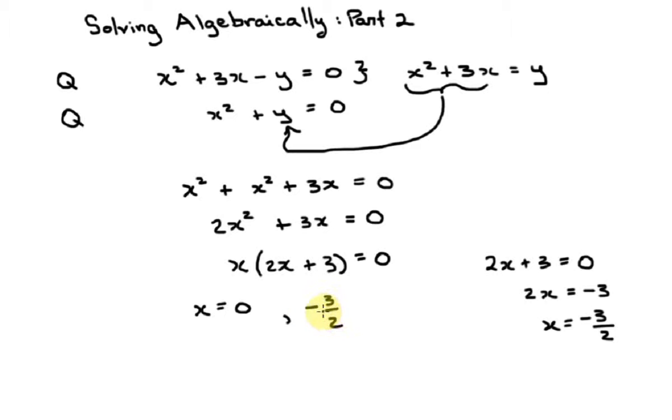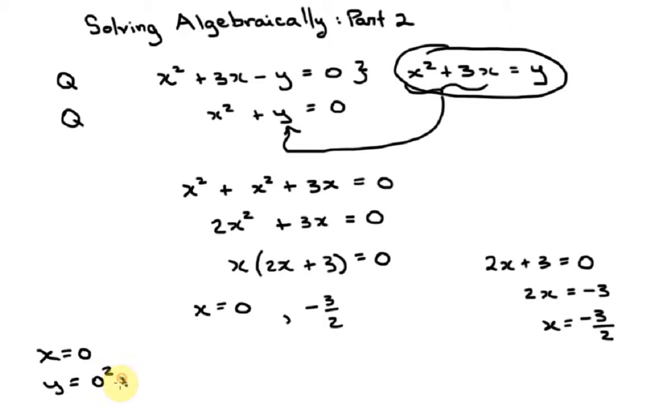And of course, when you're solving, both equations involve x's and y's. So it means I have to go back and find the corresponding y's for these things. And probably the easiest way to do that is to use this relationship over here, because then y is simply equal to x squared plus 3x. So a really easy one here is if x is 0, well, then y is going to turn out to be 0 squared plus 3 times 0. Well, that's pretty easy to work out. Looks like the y value is also going to be 0.